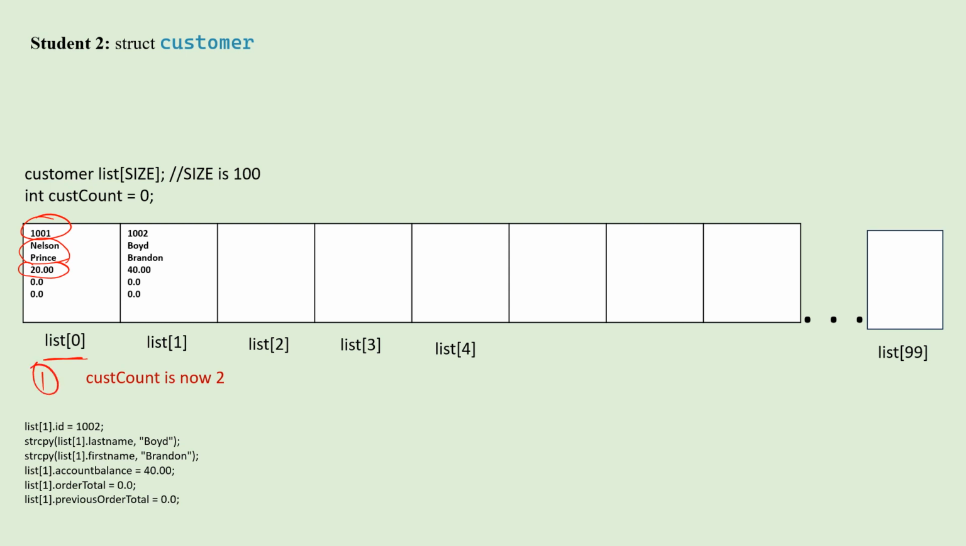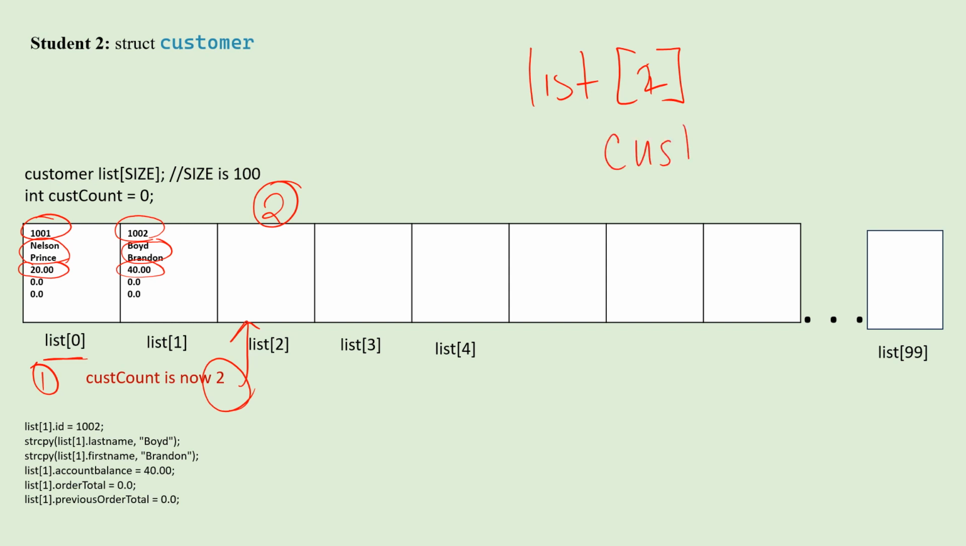Then I put my second one, Brandon Boyd. His balance is 40. His unique ID is 1002. Now the count is 2. That's the index right here. The next empty index is here. So again, this is the same as we were doing with the student. List at any index I, any I, 2, 3, 4 is a customer.